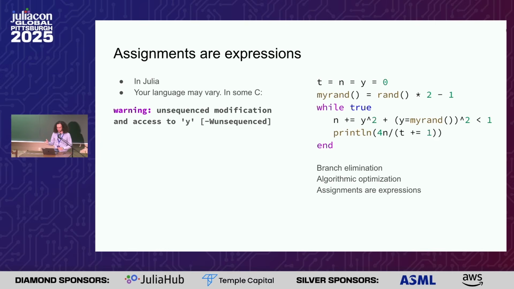This works in Julia. In some variants of C, the compiler will complain about this. It doesn't like that y has 2 different values in the same expression, but Julia lets us do this, and it's shorter, so we're going to.